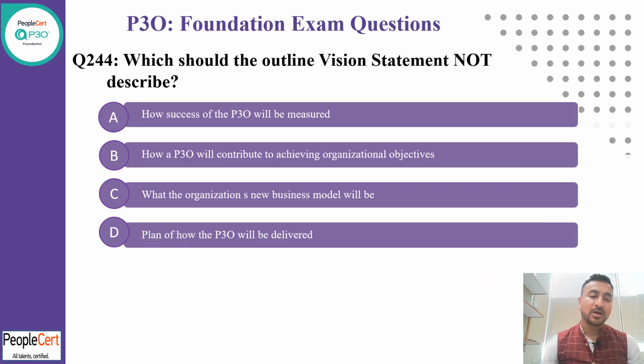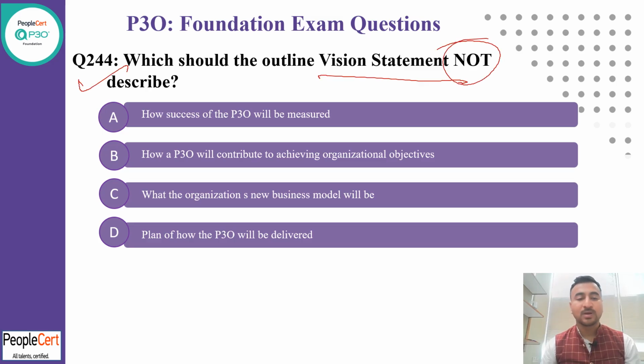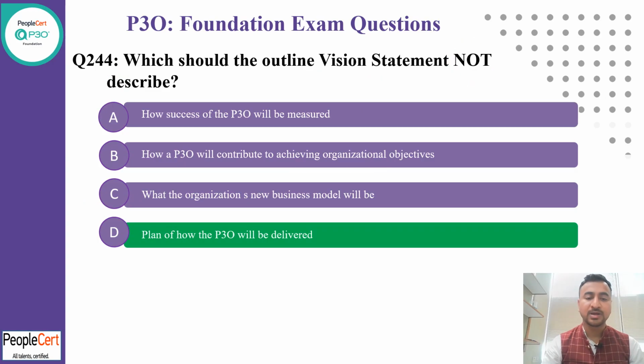Okay. Question number 244. Which should the outcome of a vision statement not describe? How success of the P3O will be measured? Again, that's a vision statement. How a P3O contributes to achieving organization objectives? That can be possible. What the organization's new business model will be? So I believe C would be the most correct. Plan how the P3O will be delivered, that is not the cup of tea.